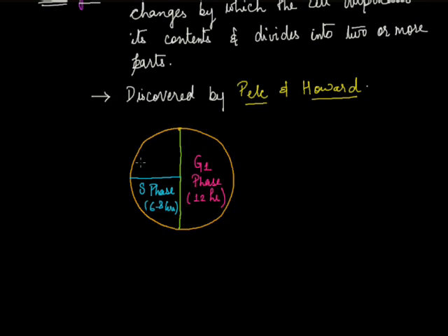Then the next, or the third phase, is the G2 phase, that is completed in approximately. The last phase is the multiplication or division phase, during which the cell divides.